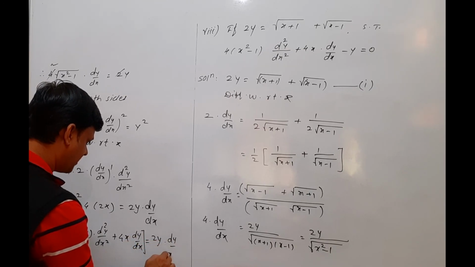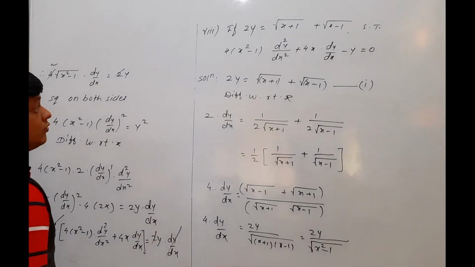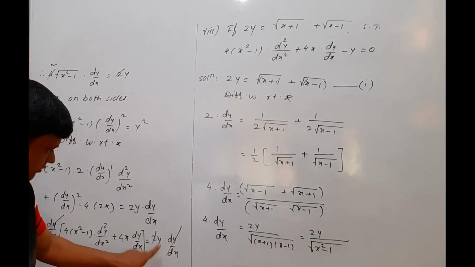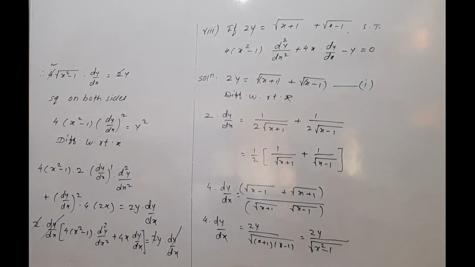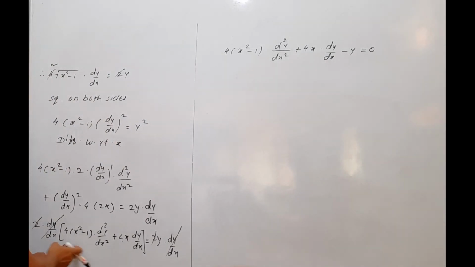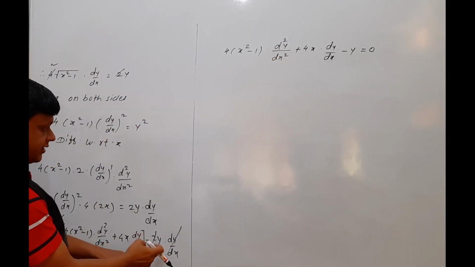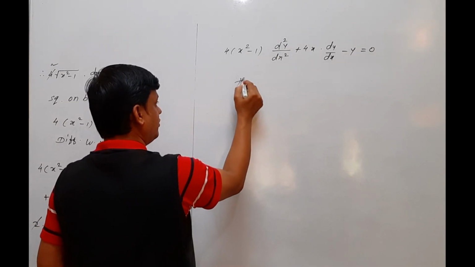2y dy by dx. Now this dy by dx and 2 get cancelled, and the left hand side 2 comes to the right hand side. So we write here 4 times x square minus 1 d2y by dx2 plus 4x dy by dx, and we have to transfer this y to the left hand side, so we write minus y. So we write the remaining terms here: 4 times x square minus 1 d2y by dx2 plus 4x dy by dx, and we transfer this y to the left hand side, so we get minus y equals 0, hence proved.